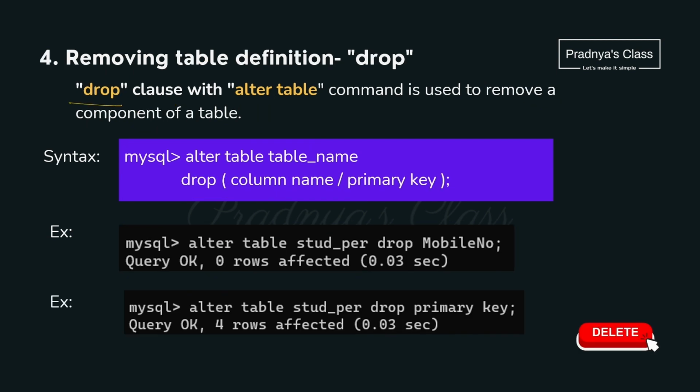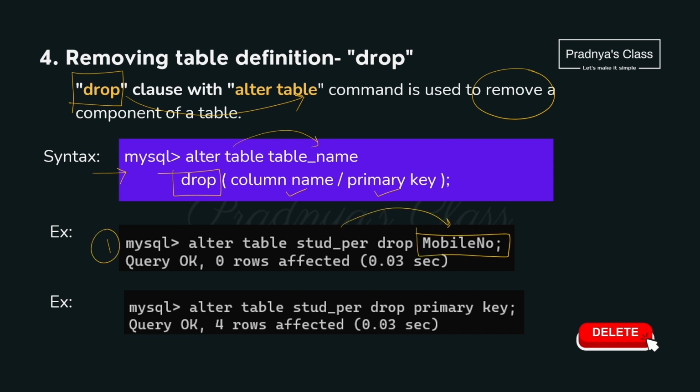Now we are using the drop clause with the alter table command. With the drop clause, we can remove a component of the table. Look at the syntax: alter table table name, drop column name, or we can mention the constraint. This is the newly added field that we are going to remove from the table. And in the second example, we are trying to drop the constraint primary key.